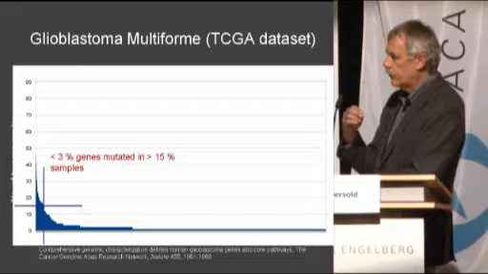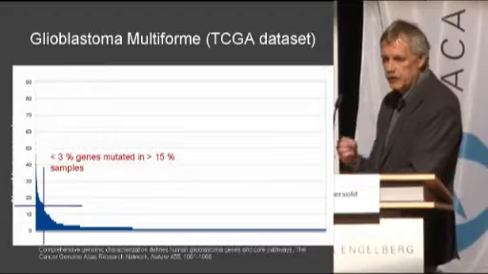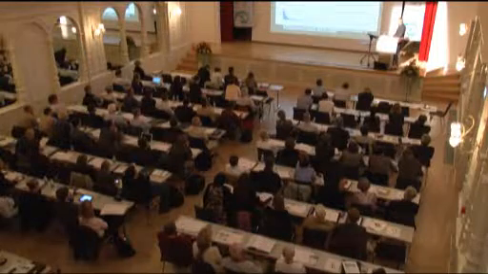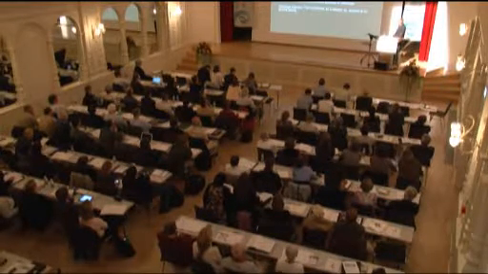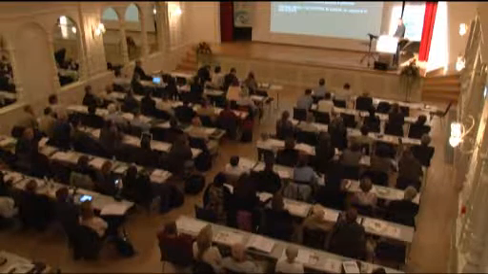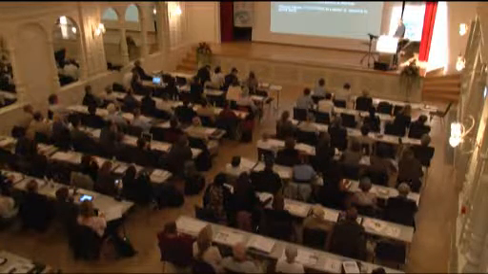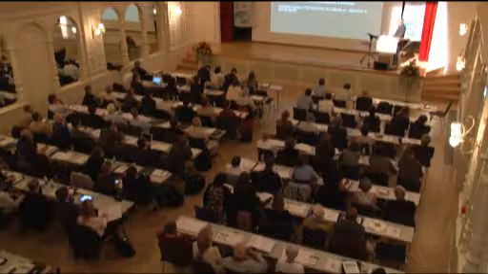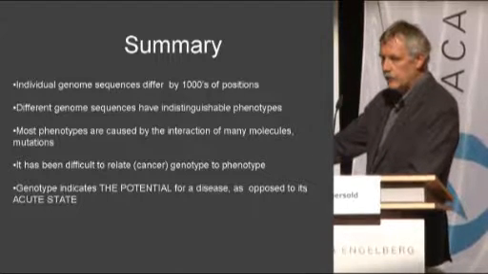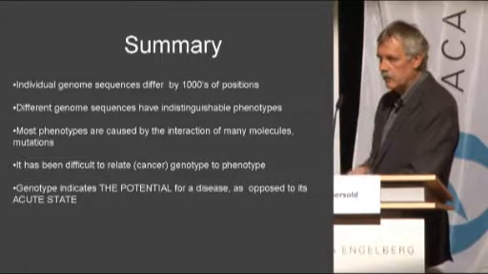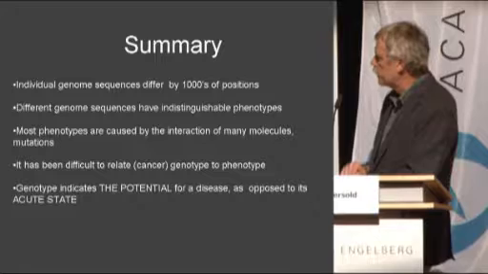So clearly, to go from one particular gene and its mutation to a phenotype remains extremely difficult, even where we can do many genomes. To summarize so far, individual genome sequences differ by thousands of positions, even if they come from the same person, in a disease tissue; that's also the case, not just across a population. Different genome sequences have indistinguishable phenotypes, so there are many ways that a glioblastoma phenotype can emerge based on various types of genomic sequences. Most phenotypes are caused by the interaction of many molecules and mutations.